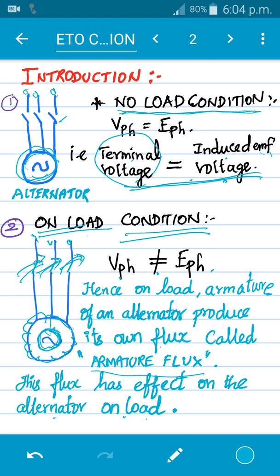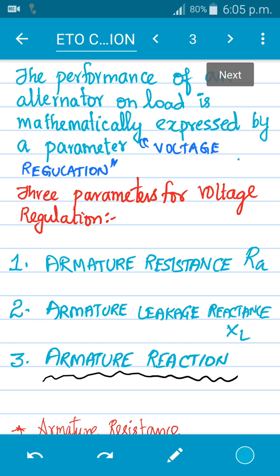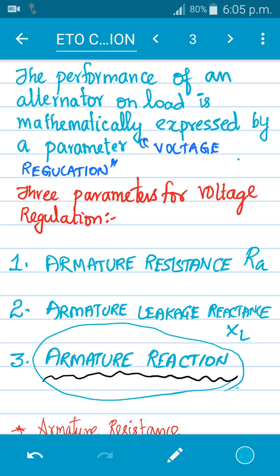So that's why we will not get the terminal voltage at the load equal to the induced EMF. You can say the voltage regulation also. The performance of an alternator on load is mathematically expressed by the voltage regulation. So how is it getting affected? There are three important parameters. The main parameter is the armature reaction. The other two have a small effect on the voltage regulation. Why is the terminal voltage getting reduced?